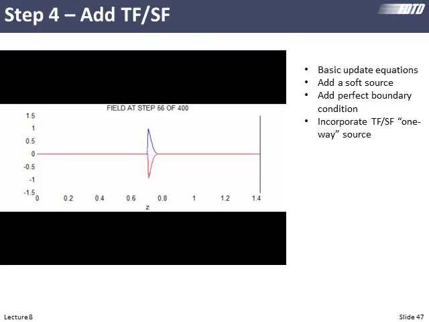Step four. Now that our boundaries are working, we can modify our source to be a little bit more sophisticated, and we try our one-way source. Notice it should not propagate backwards at this point. We can control the amplitude much better, and our boundaries should still work. And if we kept iterating, nothing should explode at this point.